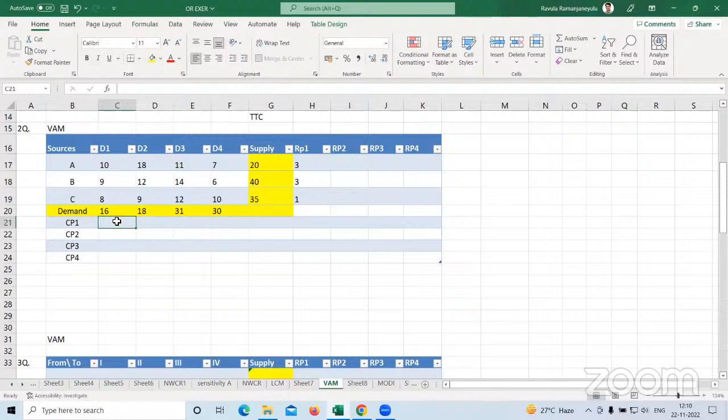Whereas in the column wise, if you see, the difference of 8 and 9 is 1. And the difference of 9 and 12 is 3. And here the difference of 11 and 12 is only 1. And here the difference of 6 and 7 is 1. Among all these penalties, there is 3 as the highest penalty. That too, 3 times we are getting.